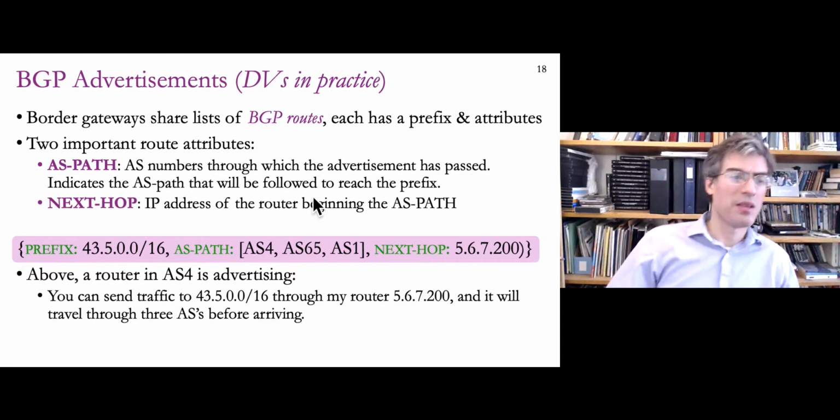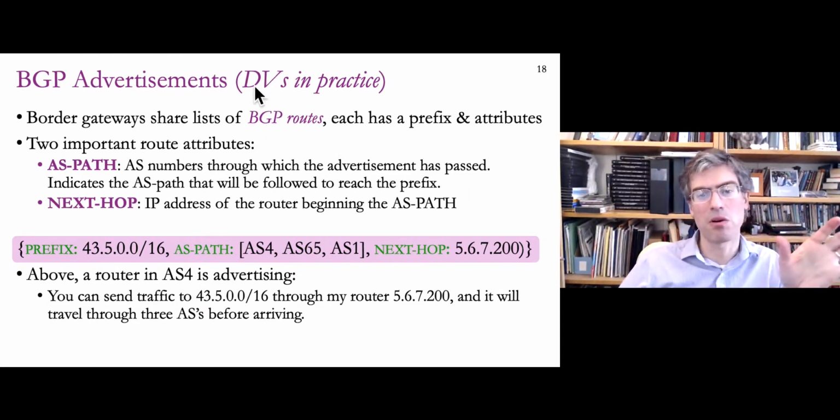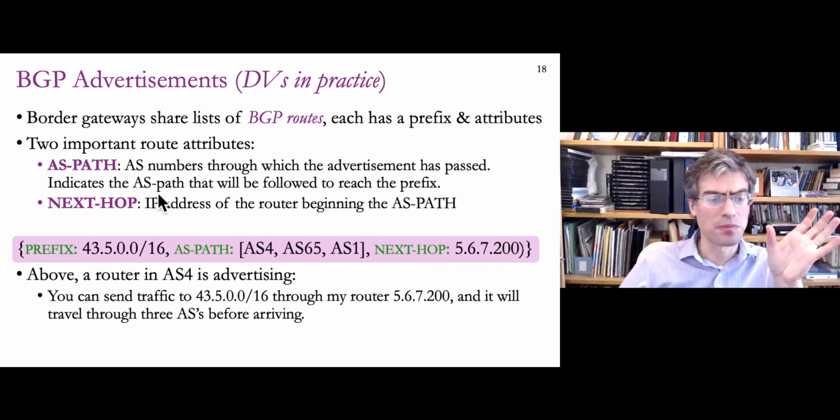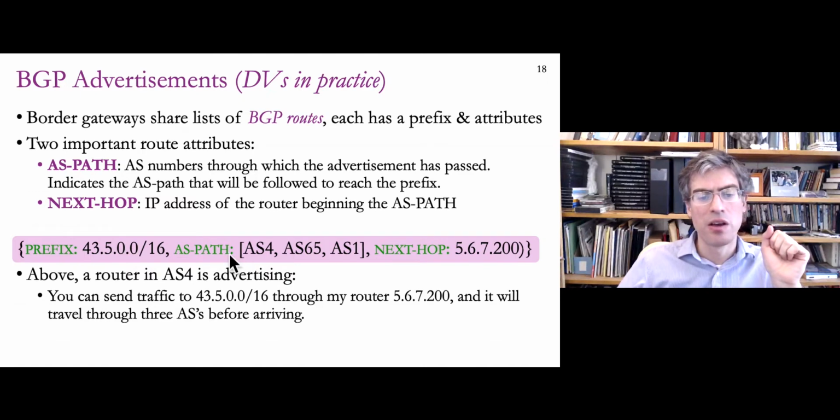Okay, so BGP advertisements, like I said before, are distance vectors in practice. Here, this pink line shows more neatly what might be on a single line of a BGP advertisement. We have a prefix, that's the destination. We have a path, which is a set of autonomous system numbers. The length of that path is important. That's kind of the cost of the route.